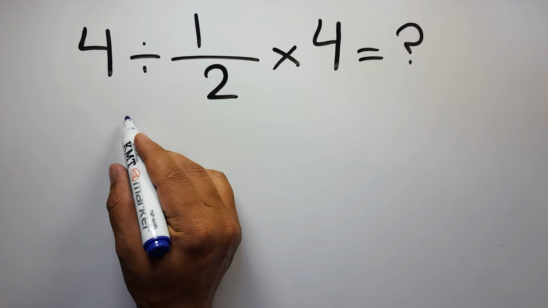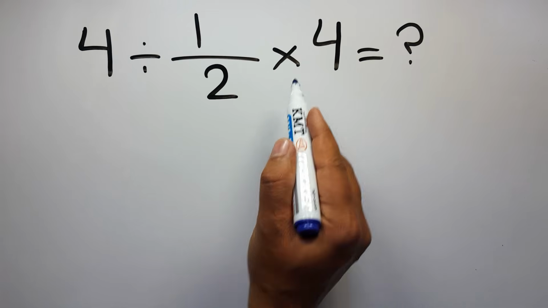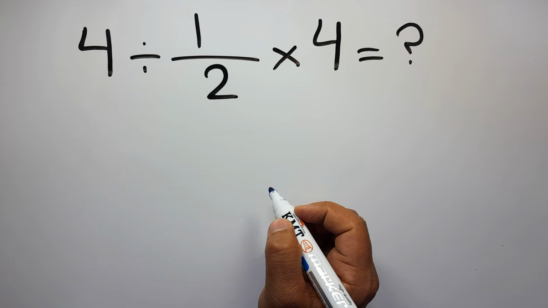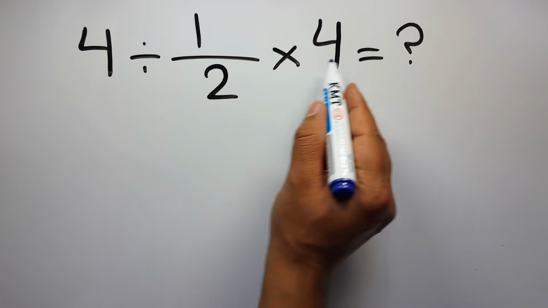In this video, we want to find the value of this expression. 4 divided by 1 over 2 then times 4. First, we do this multiplication. 1 over 2 times 4.